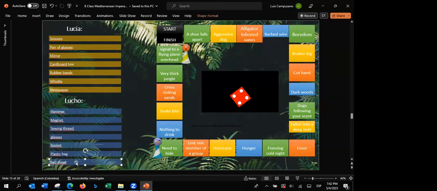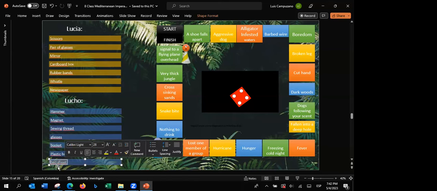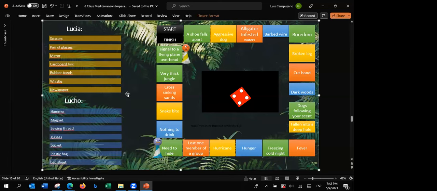Bed sheet significa sábana de cama. Ah, sábana, bed sheet, sábana de cama. Yeah, I would use the bed sheet to hide under it for sure.